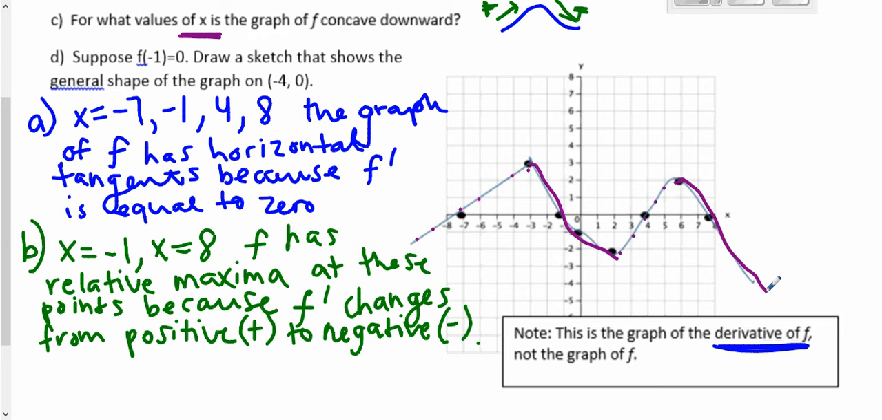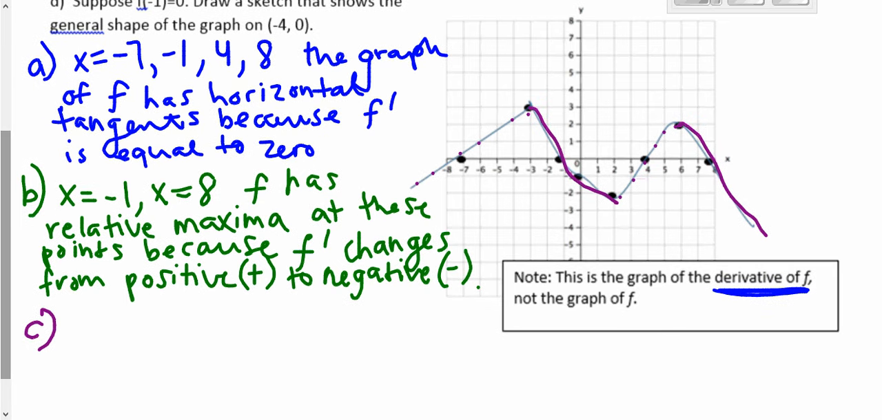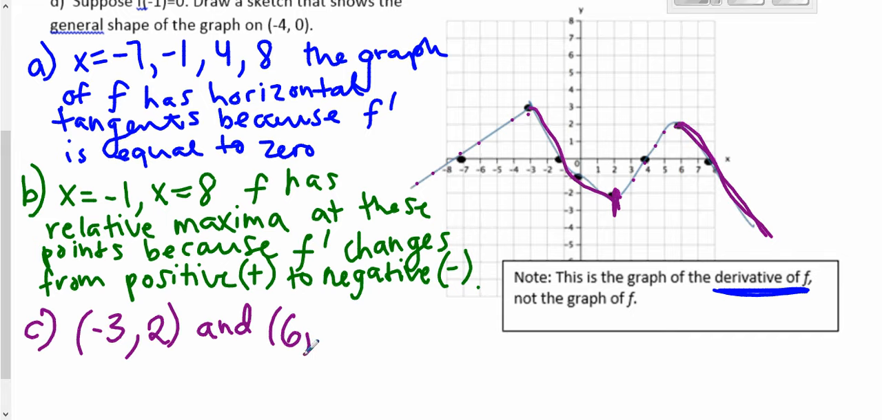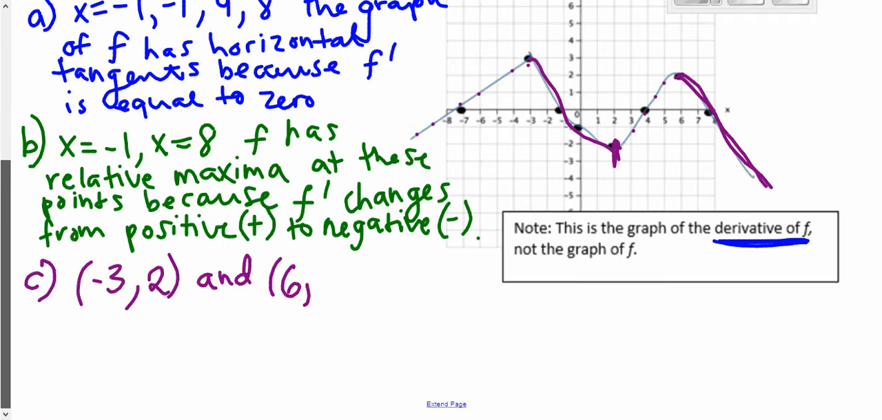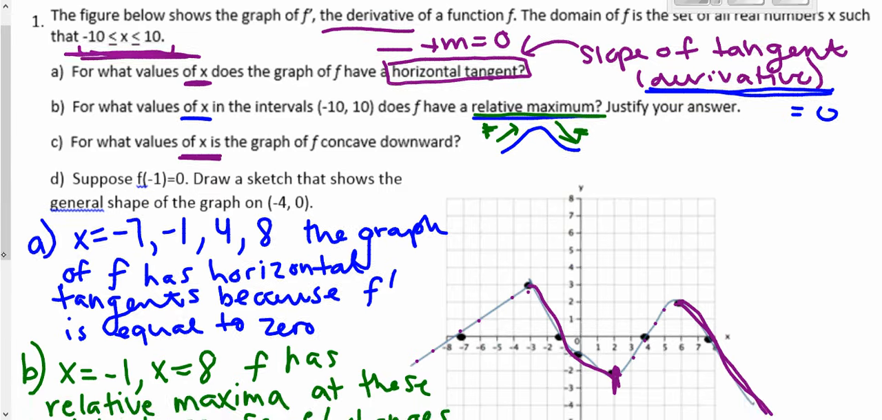So C, what values of x is the graph concave downward? You can write your answer in two ways here. You can either do an interval, which would mean you're using parentheses, so from -3 to 2, and then it's decreasing again, 6, and then that's usually when we'd say infinity. But remember, if we look back up here, we're only looking up to 10. So we're going to stop at 10 instead of going all the way to infinity.